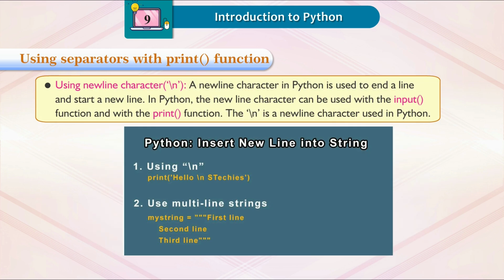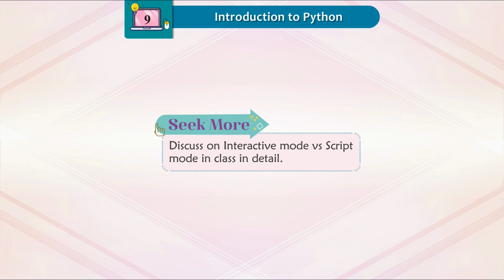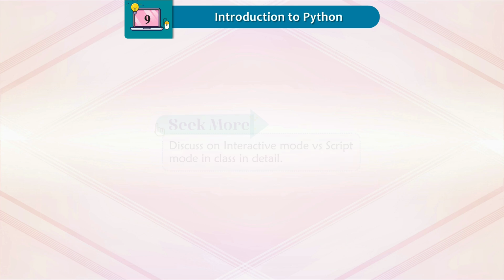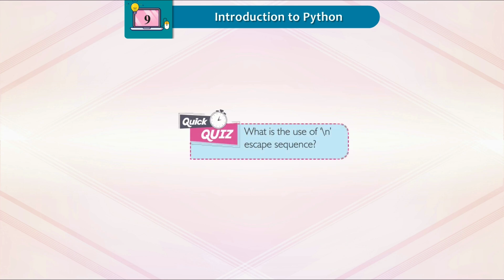Using new line character \n. A new line character in Python is used to end a line and start a new line. In Python, the new line character can be used with the input() function and with the print() function. The \n or new line is a new line character used in Python. Seek more. Discuss interactive mode versus script mode in class in detail. Quick quiz. What is the use of \n escape sequence?